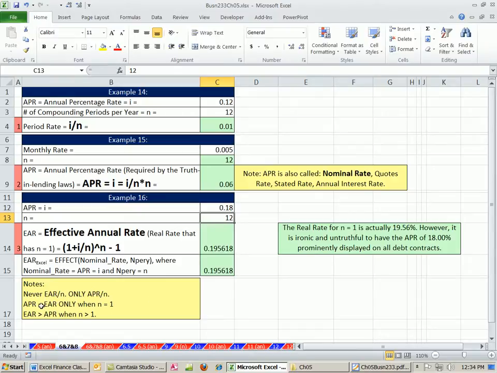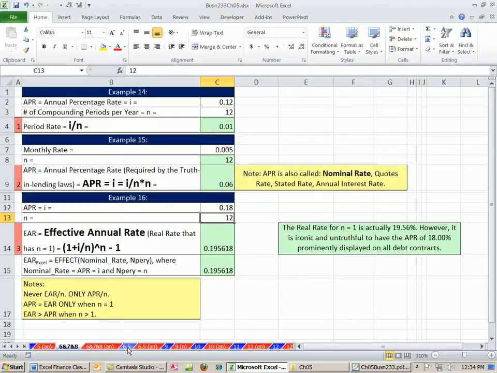Now some notes. Never do EAR divided by N, only APR. So when we're given our rates in the contract or in the ad, it says 4% compounded 365 times a year, or 10% compounded monthly. That's the APR in the end. Never do this. This doesn't work. APR equals EAR, effective annual rate, only when N equals 1. And EAR is always going to be greater than APR when N is greater than 1.